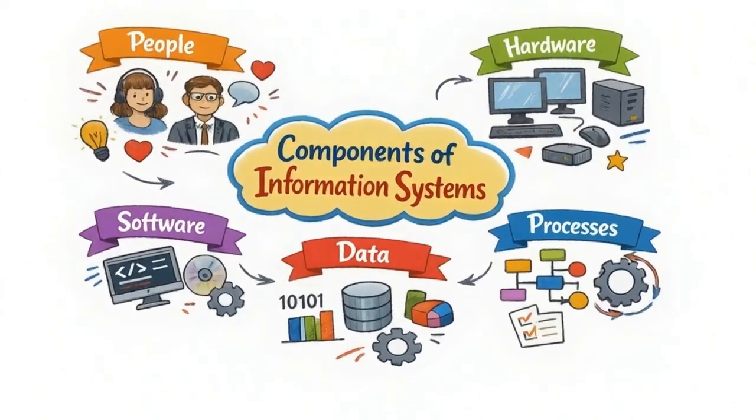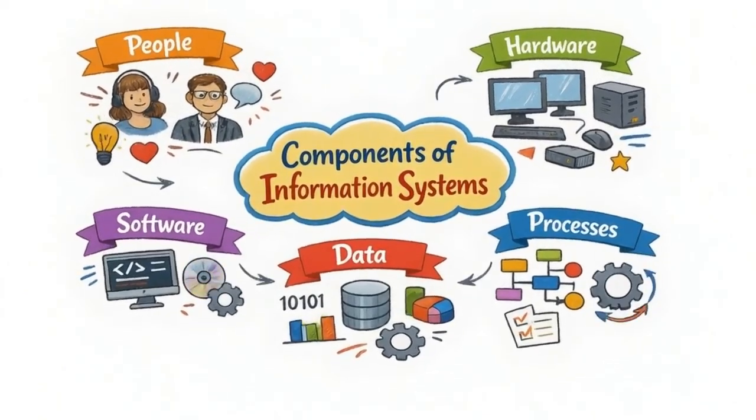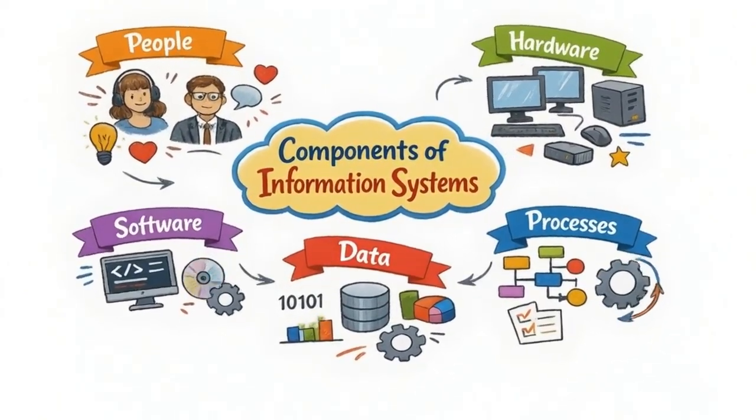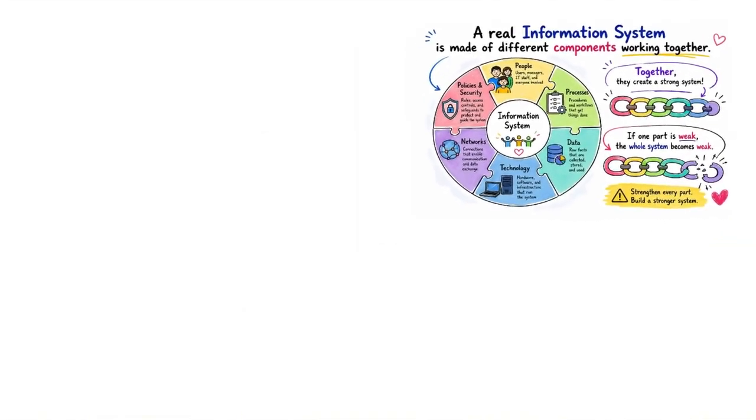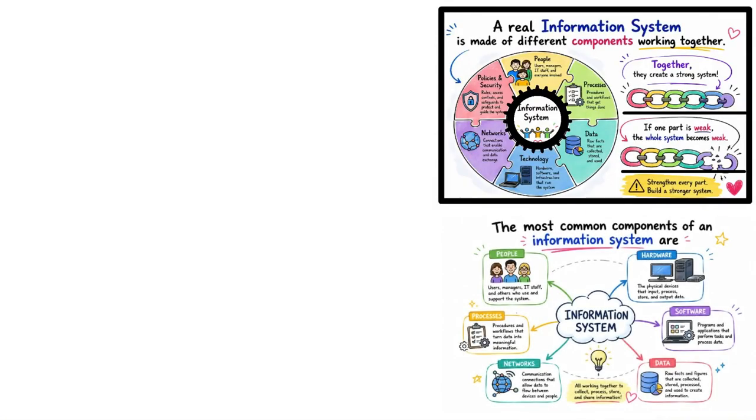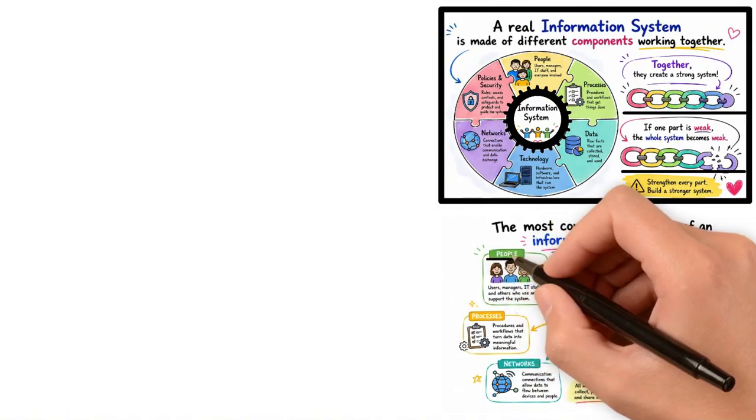Most people think an information system is just software. That's wrong. Software is only one part of the system. A real information system is made of different components working together. If one part is weak, the whole system becomes weak. The most common components of an information system are hardware, software, data, people, processes, and networks.